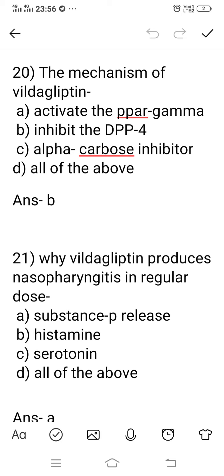Question number 20, the mechanism of vildagliptin. What is the mechanism? Option A, activate the PPAR gamma. Option B, inhibit the DPP4. Option C, alpha glucosidase inhibitor. Option D, all of the above.